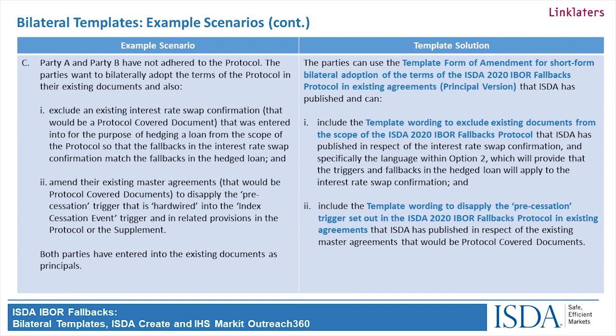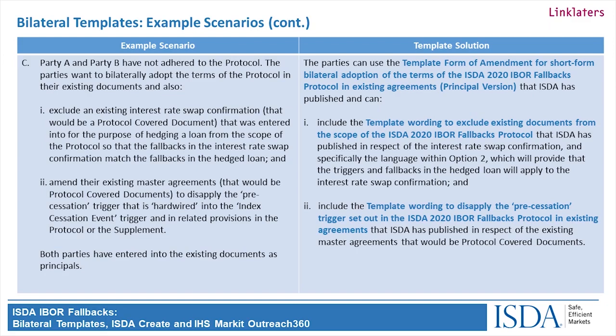And specifically, as mentioned in Romanet 1 and Romanet 2, they want to exclude one particular swap confirmation that was entered into to hedge a loan. And in this case, that loan has its own fallbacks that they want to match.